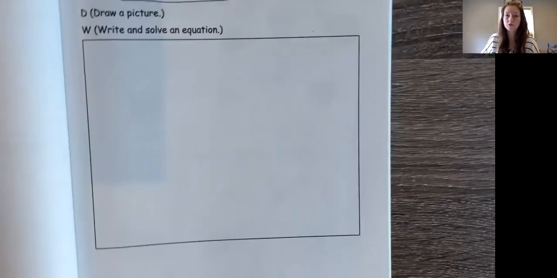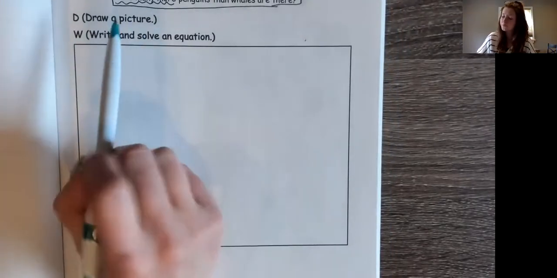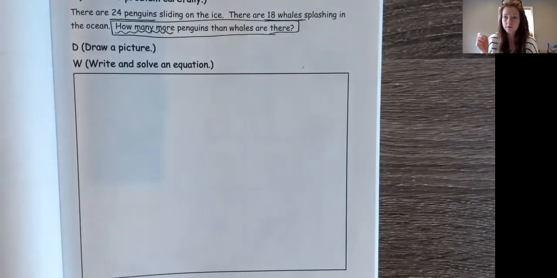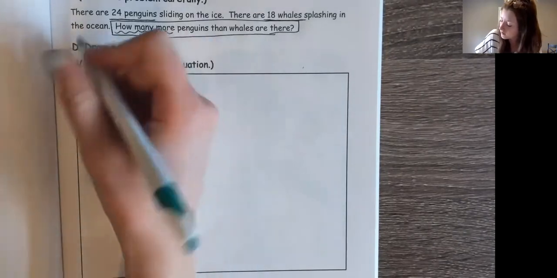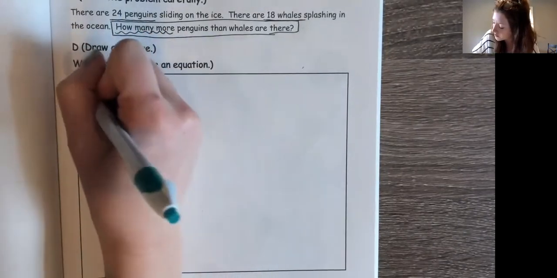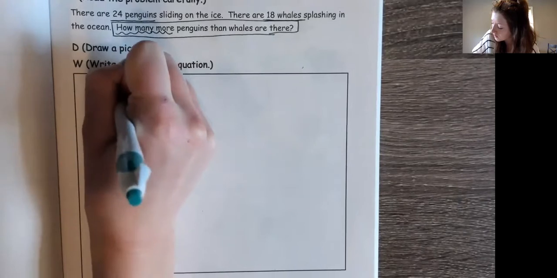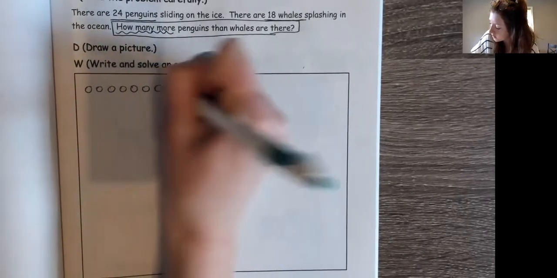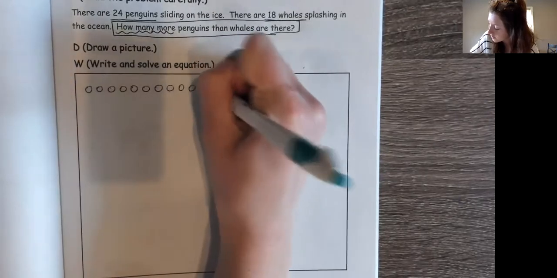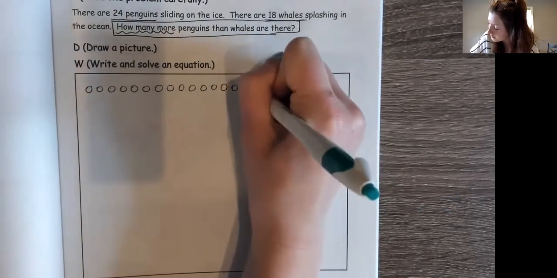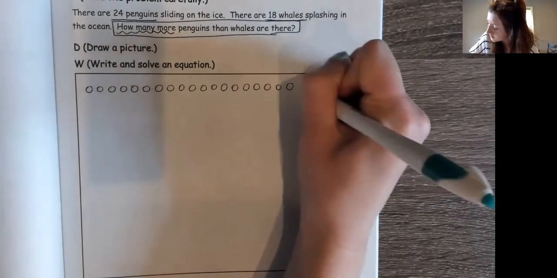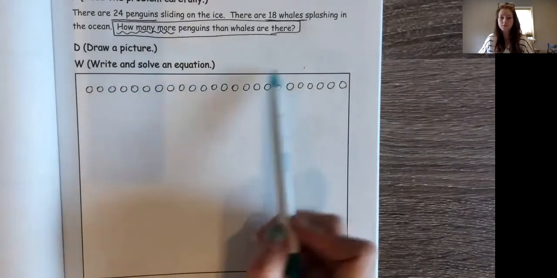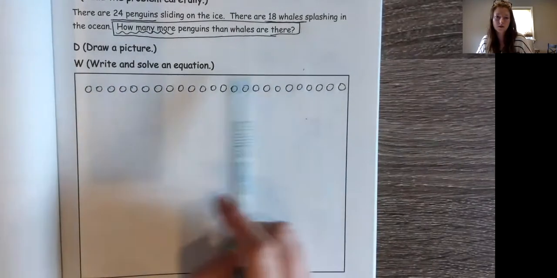So what I'm going to do is draw my picture. The first thing I'm going to do is represent my penguins. To represent my penguins, I'm just going to use little circles. I know that there are 24 penguins, so I'm going to draw 1, 2, 3, 4, 5, 6, 7, 8, 9, 10, 11, 12, 13, 14, 15, 16, 17, 18, 19, 20, 21, 22, 23, 24. Here are all my penguins that are sliding on the ice.